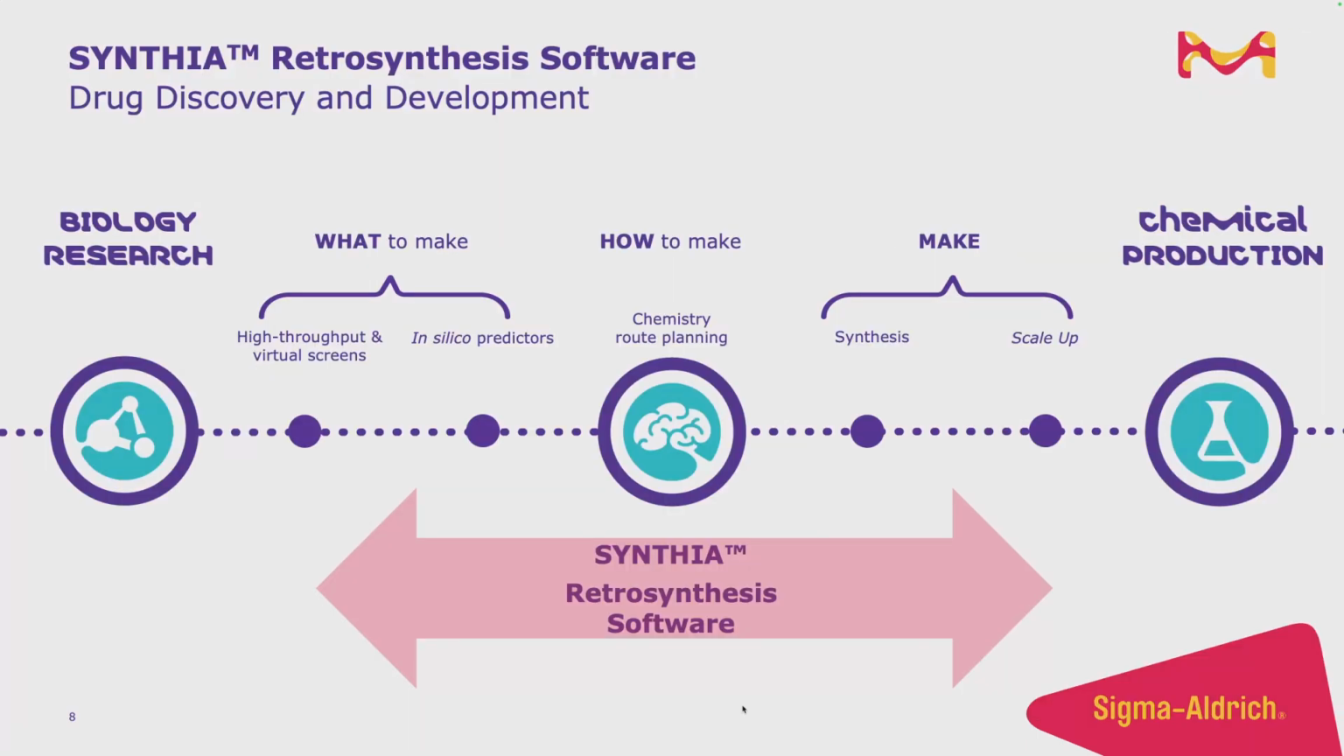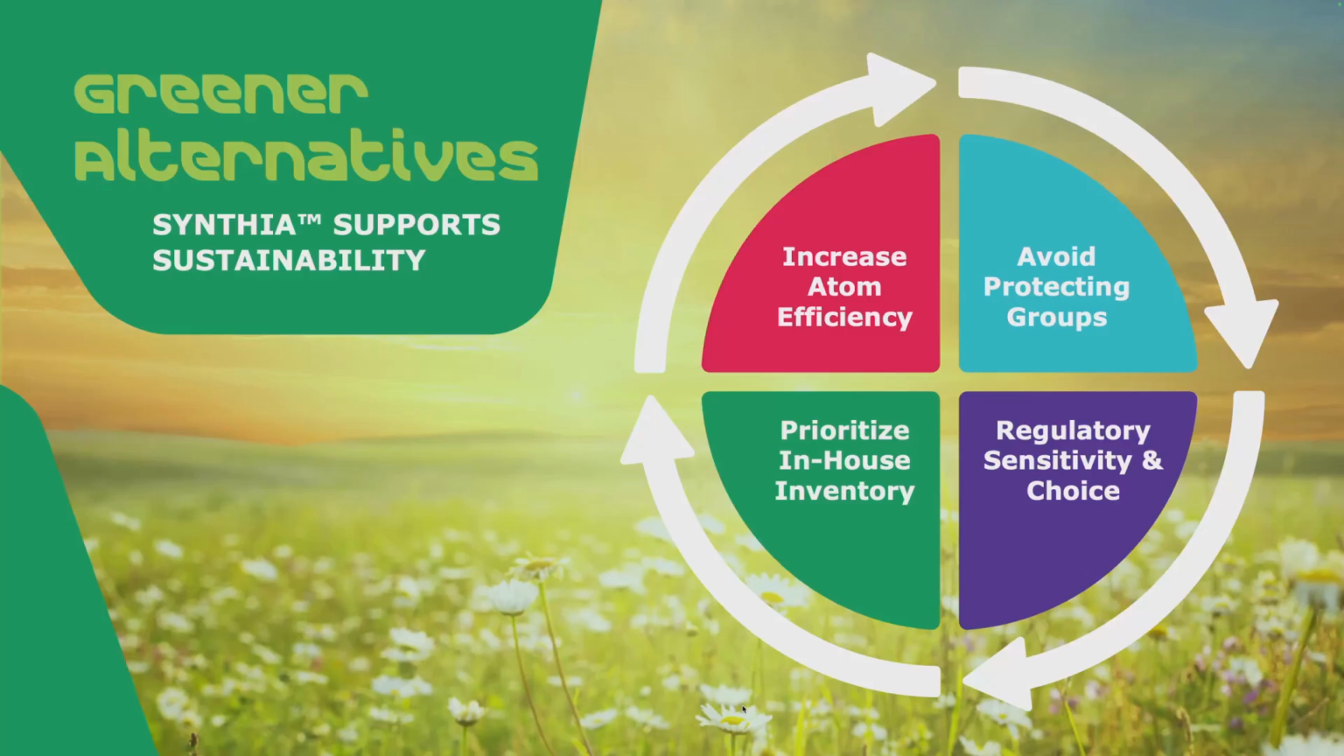And so now if we move through the process and jump ahead to the production development stage, where we want to optimize a single synthesis. We have some other priorities there, wanting to have the most efficient route for our lead target. One of the things we're often looking at is how we can make sure that our process is as green as possible. And this is something that Synthia can really support, those sustainability goals.